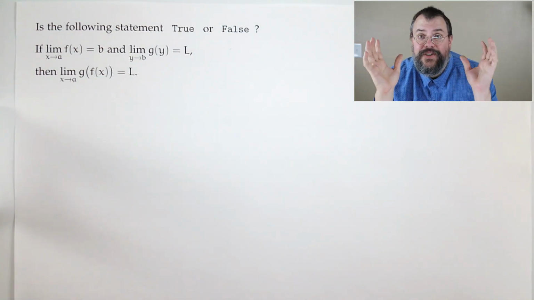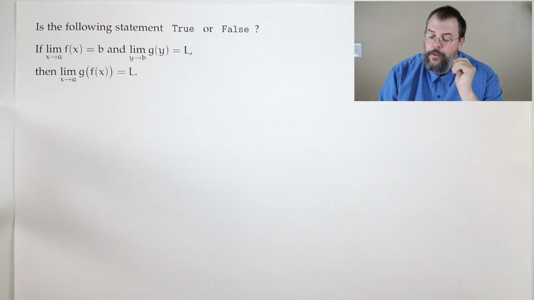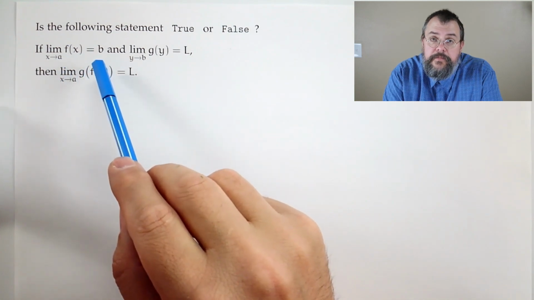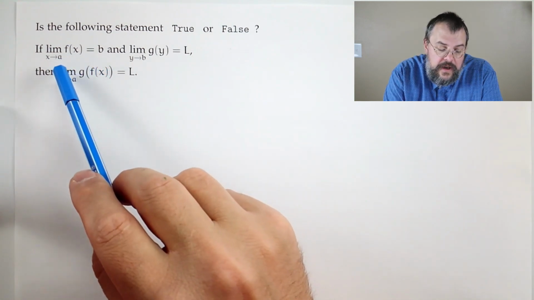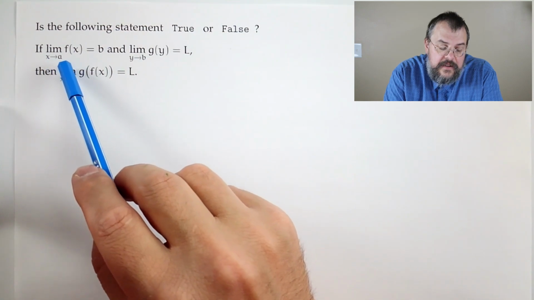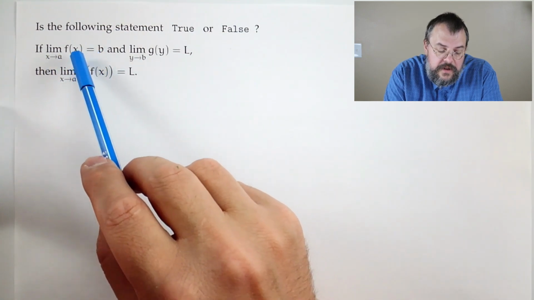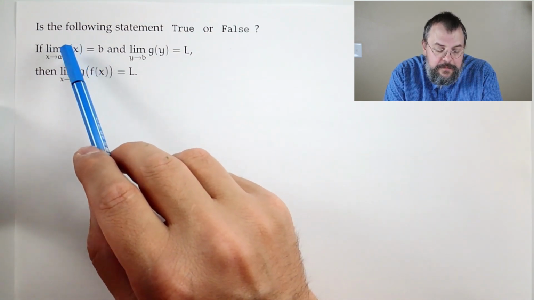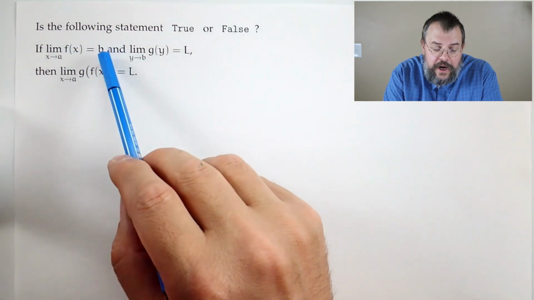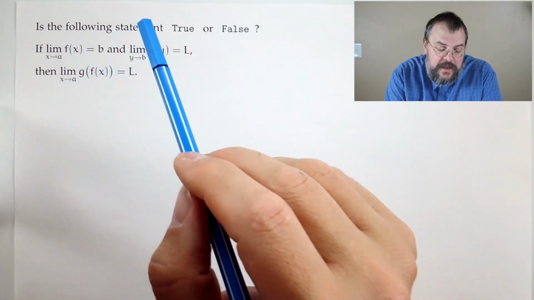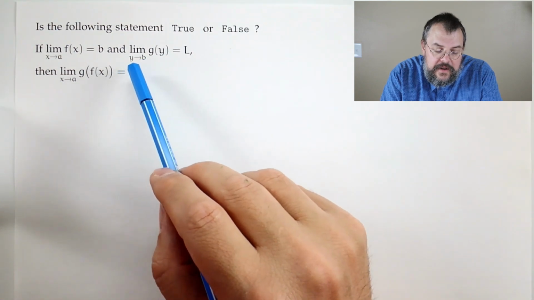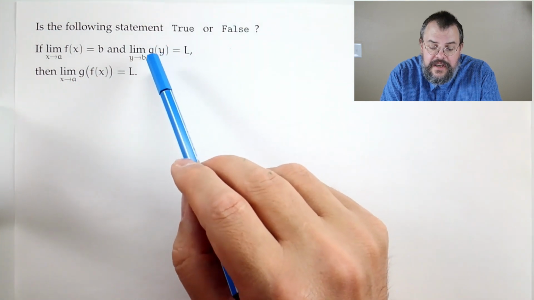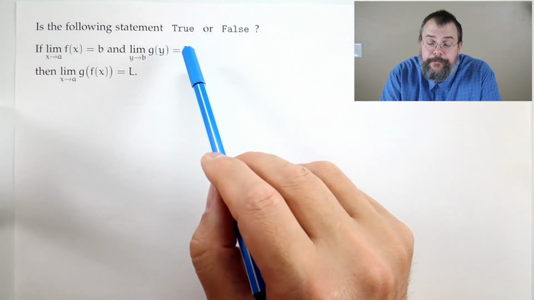Now there's a lot here to parse, so let's think about what we're saying. What we're saying here is that f is getting close to b. So as x is close to a, the function f of x is close to b. Another way to phrase this, let's say it a couple ways so we can get it right: if our input is getting close to a, our output is getting close to b. Now the limit as y gets close to b of g of y says if our input is getting close to b, our output is getting close to L.